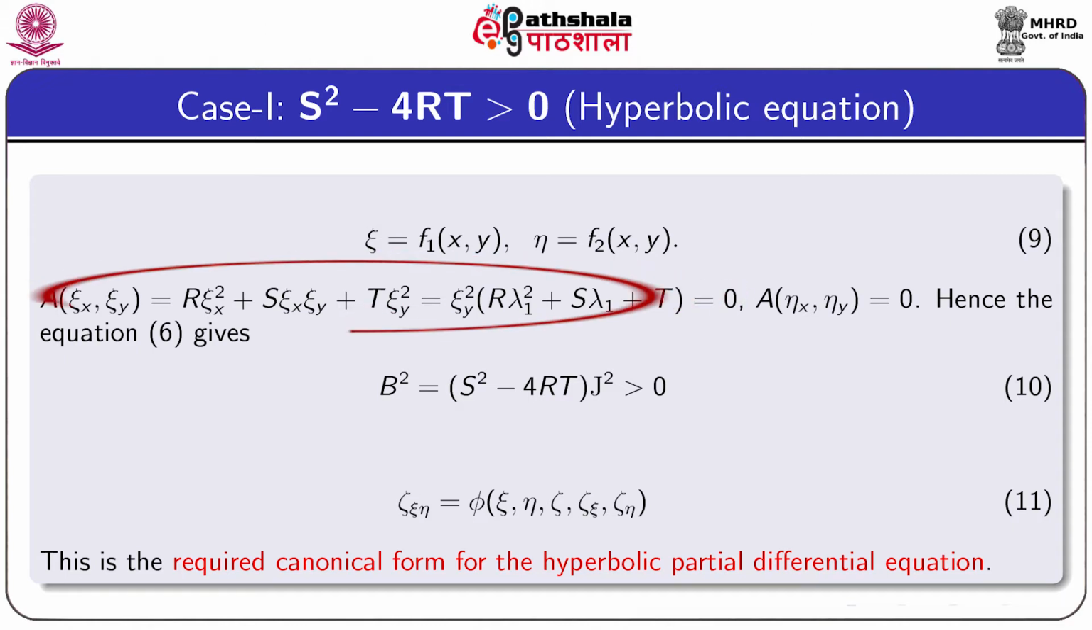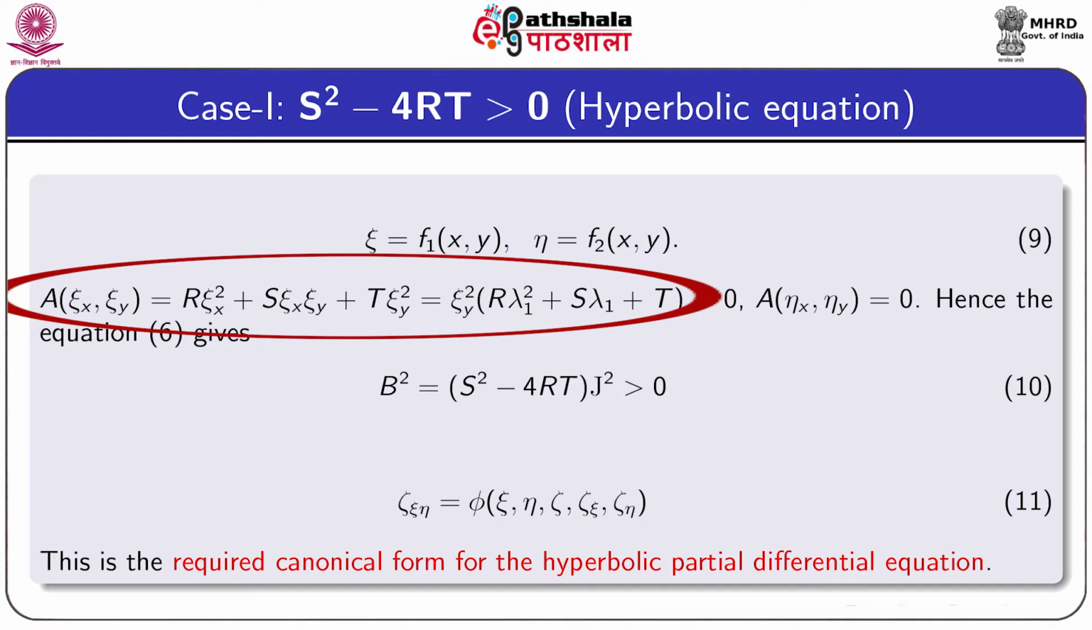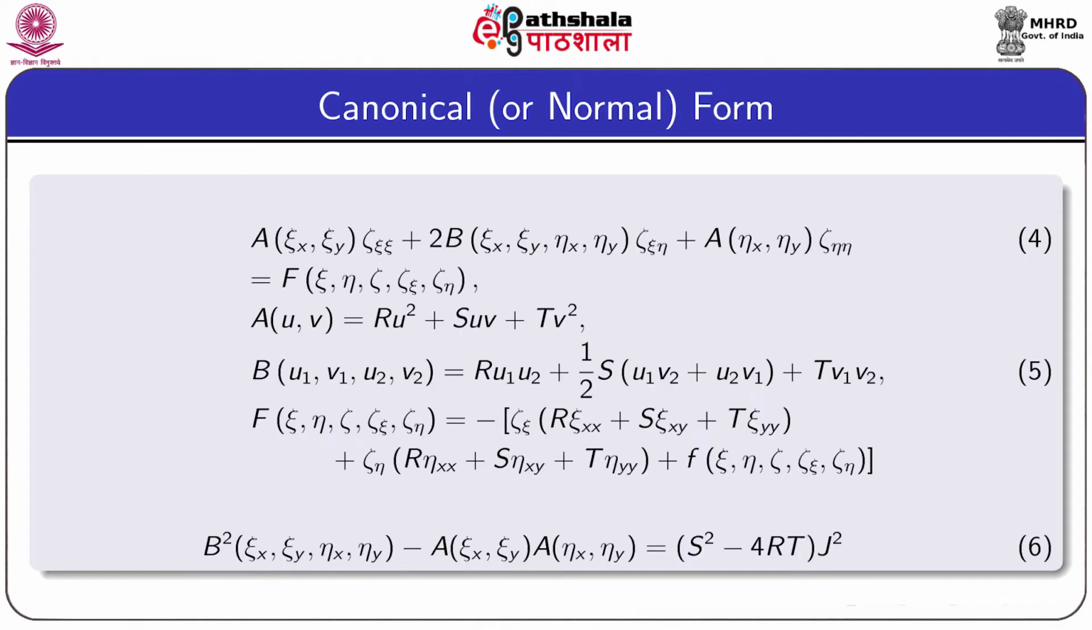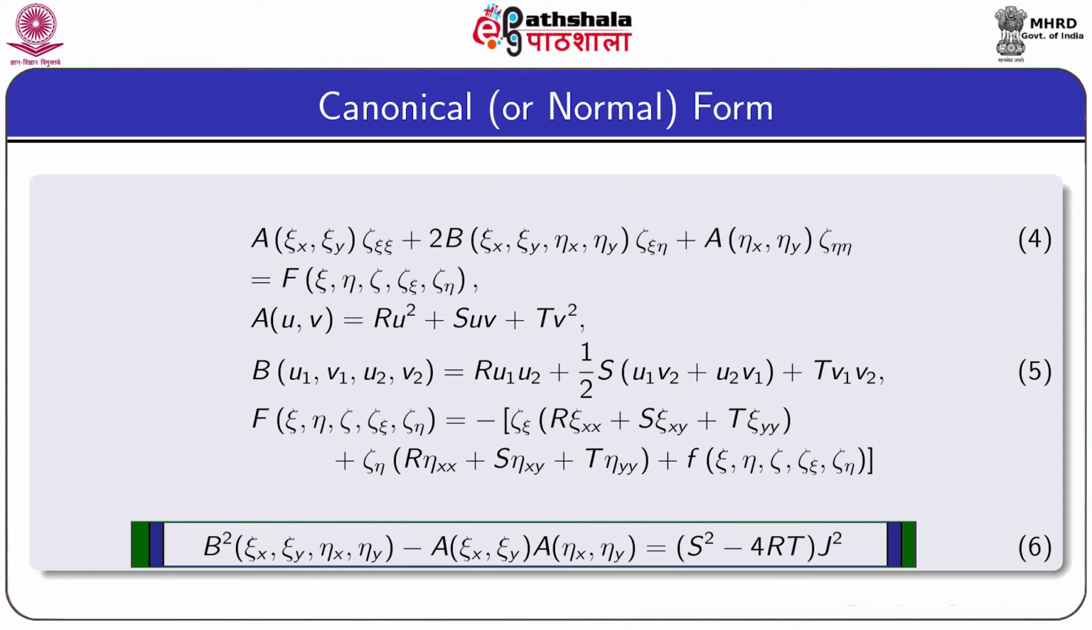So, A(xi x, xi y) becomes r into xi x square plus s xi x xi y plus t xi y square. So, it becomes 0, which is shown in the slide, and A(eta x, eta y), in a similar way we can show that its value is also 0. Hence, equation 6 gives, in this equation, A(xi x, xi y) equals 0, A(eta x, eta y) equals 0. So, it becomes B square equals s square minus 4 rt into J square.